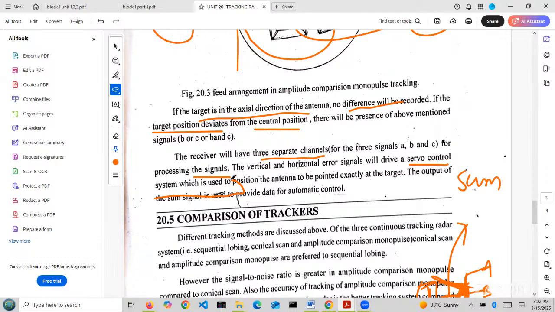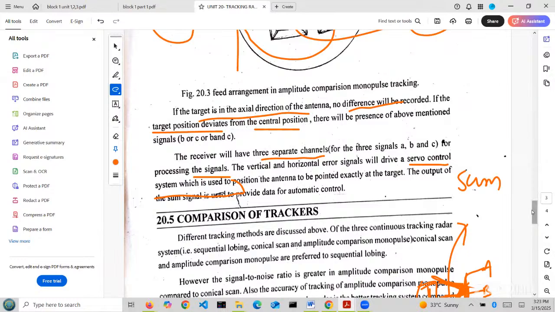Next, we will see the comparison of the trackers. This you will get as one of the short questions. Now, which is the better one out of three? Which three did we discuss? We discussed sequential lobing, conical scan, and monopulse tracking. Comparing these three, conical scan is better than sequential lobing, and monopulse amplitude comparison is better still.